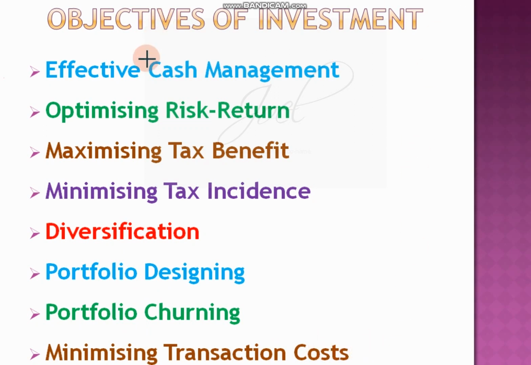So these are the objectives of investment. Cash management, you have to manage your cash. Optimizing risk and return, you have to see that there is less risk and more return. Maximizing tax benefits, you have to invest where there are more benefits. Minimizing tax incidence, you have to plan properly and pay less tax. Diversification, you should not put your money in one area, you have to put it in different places. That itself is called a portfolio. You will design it properly. Regularly you have to update this, and you should not do regular selling and buying. So these are the concepts you have to consider and understand.